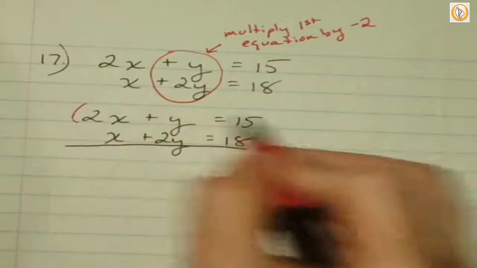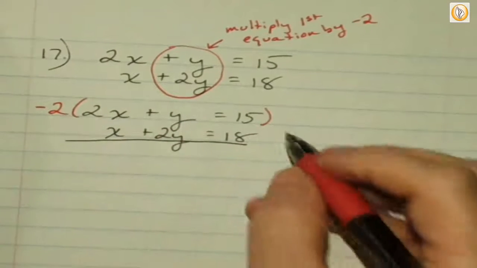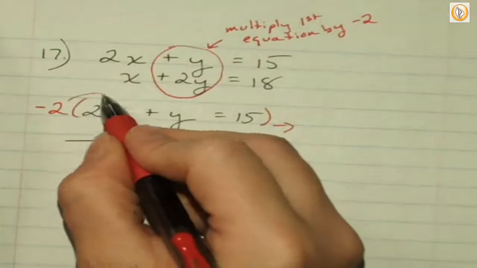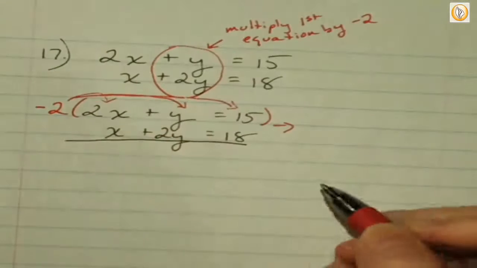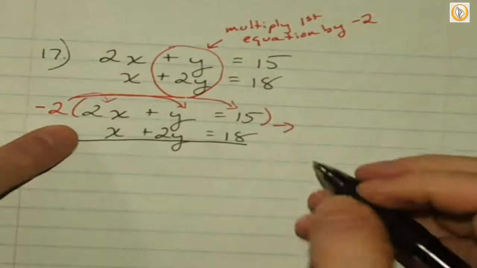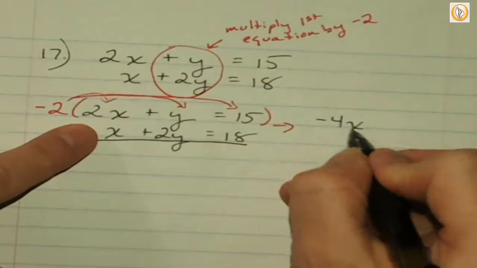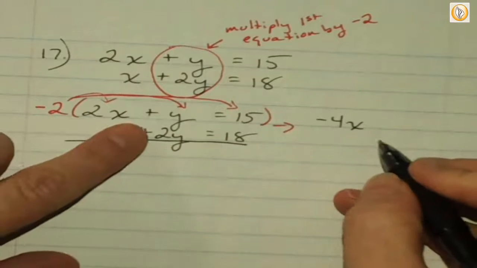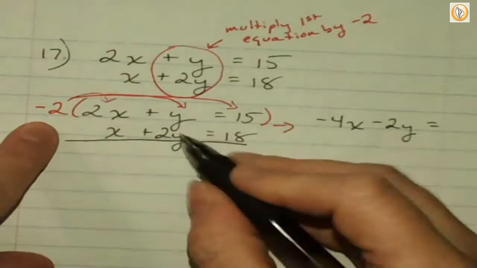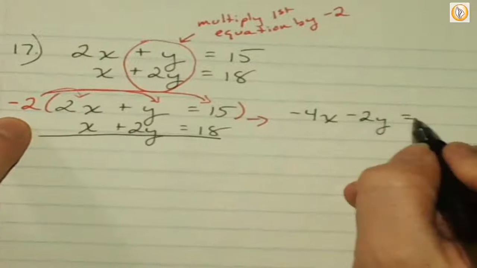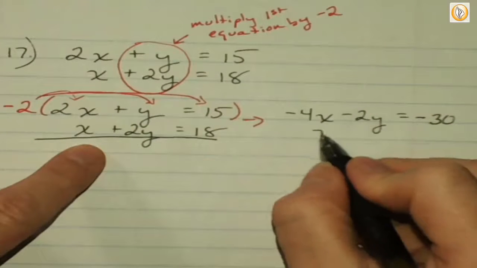We're going to multiply this whole line by -2. We're going to do distributive property. So -2 times 2x is -4x. -2 times y is -2y. And -2 times 15 is -30. And then this bottom one just stays the same.